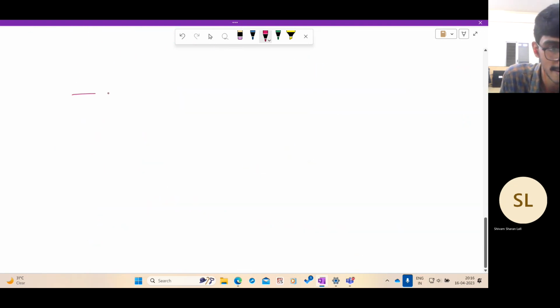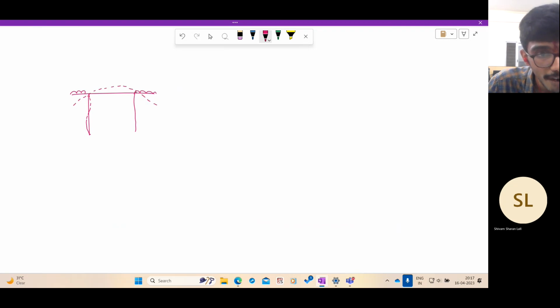So we are having this, right? You're loading it this way. How does it deform? Say it deforms something like this. I have purposefully drawn it such that there is a slope here, which is, say, counterclockwise. But if you take the mirror image of the structure about this point, you will get this.